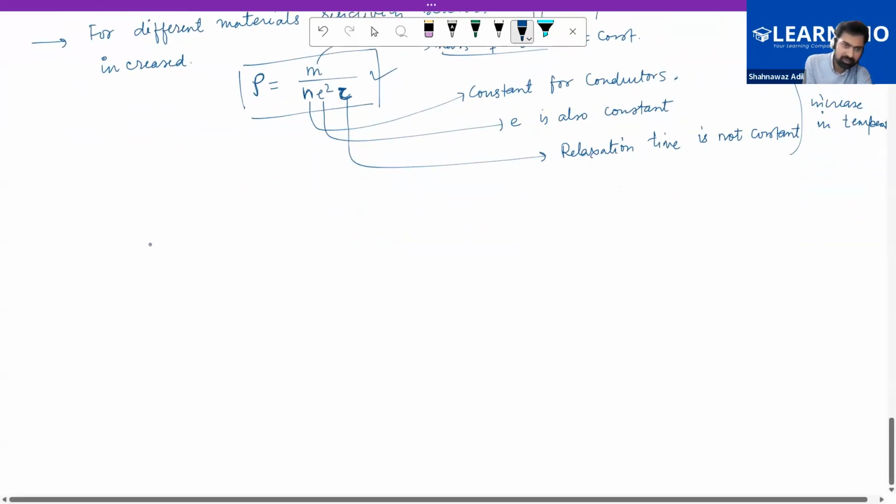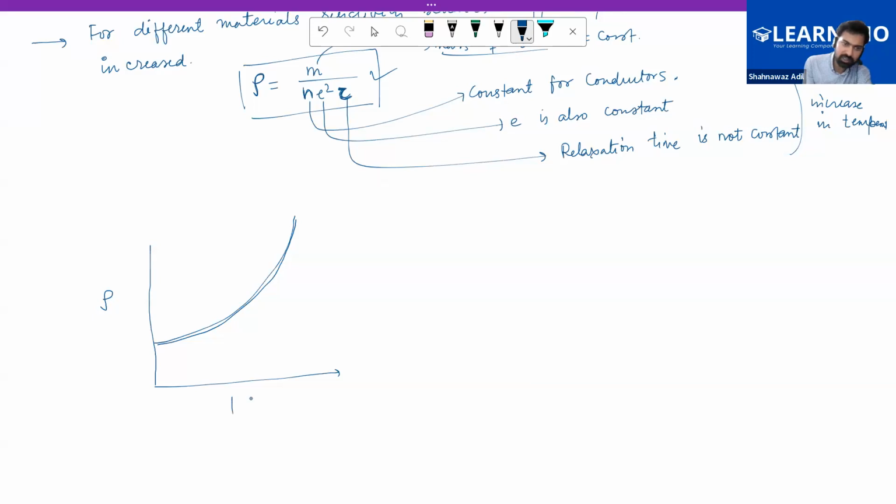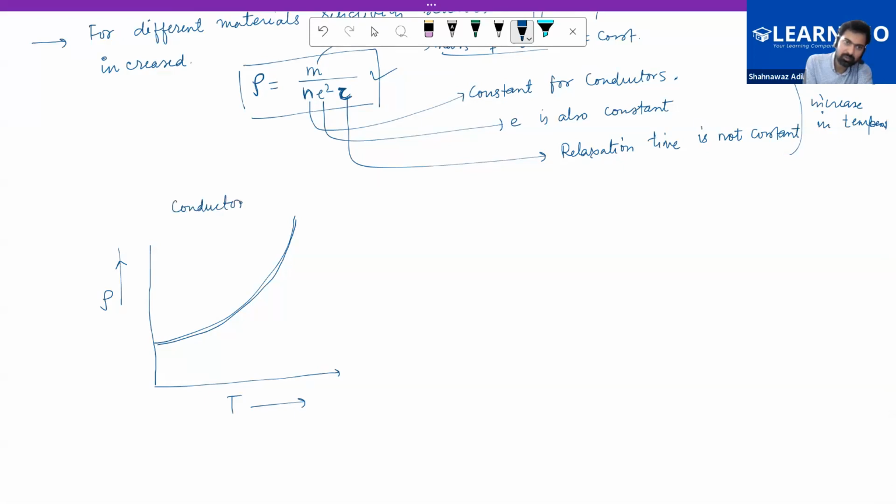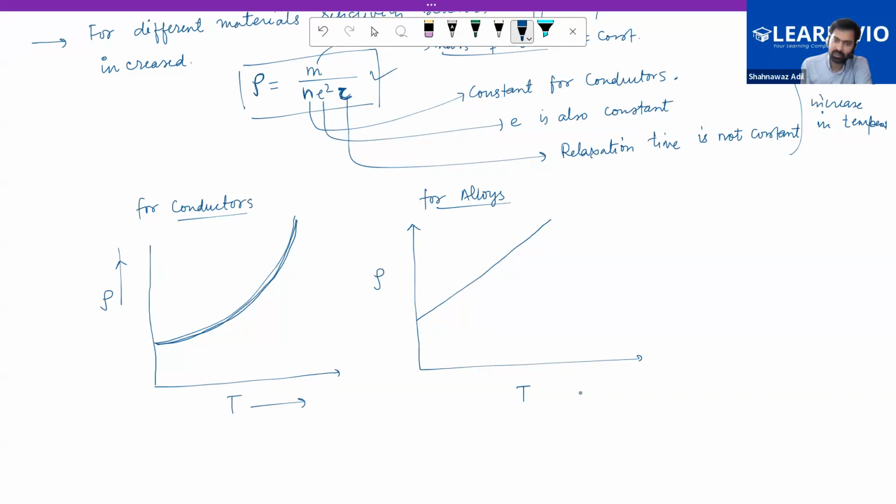So in the conductor, that is how this behaves. This is rho and this is temperature. So this is for a conductor. It will behave like this, and it is not a straight line. Is it clear? For alloys, it behaves differently. For alloys, this is a straight line, where this is rho and this is temperature.